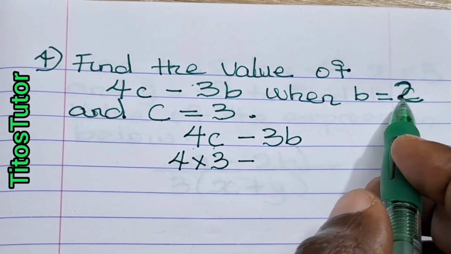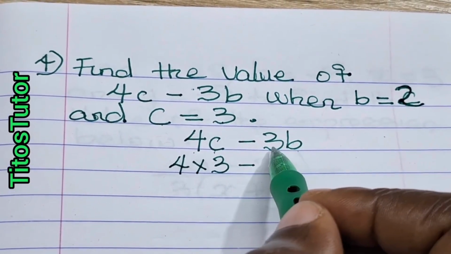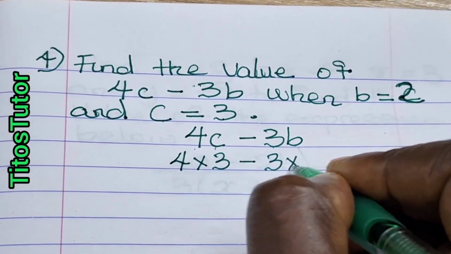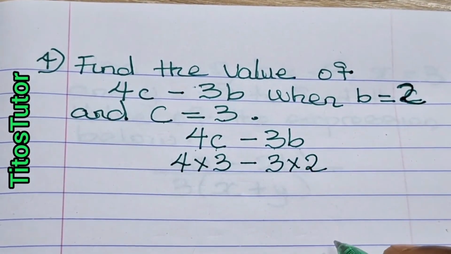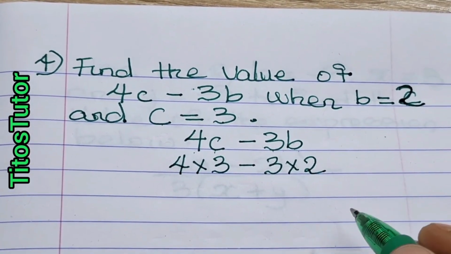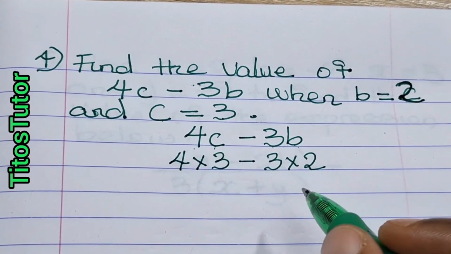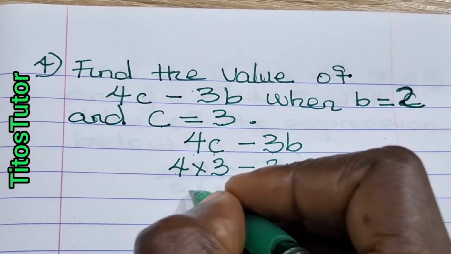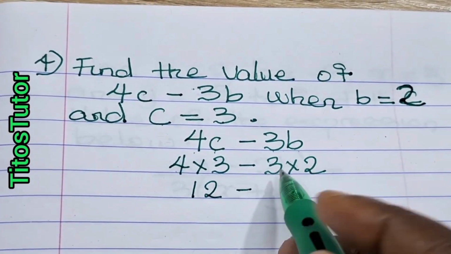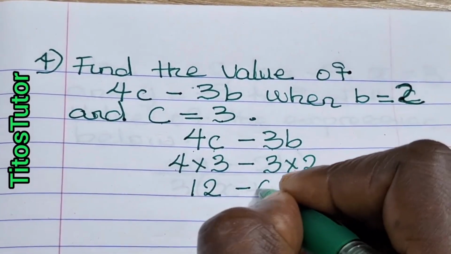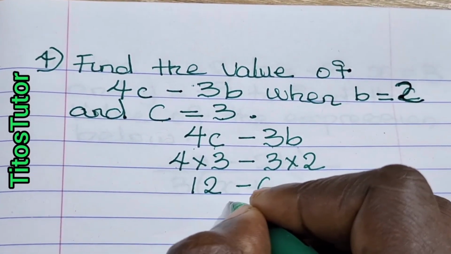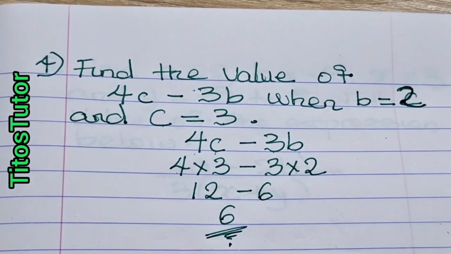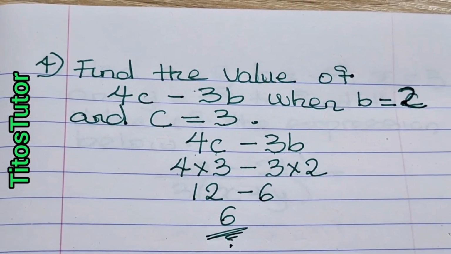Anywhere I see b, I put 2. 3b means 3 times b. So this is 3 times 2. BODMAS, BIDMAS, PEMDAS, as the case may be, says you should multiply before you subtract. So you say 4 times 3 is 12 minus 3 times 2 is 6. 12 minus 6 is 6. And you are done. Easy peasy, lemon squeezy.